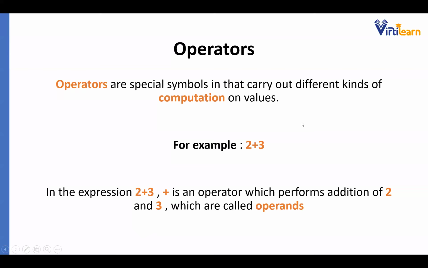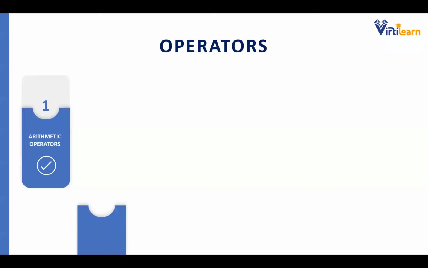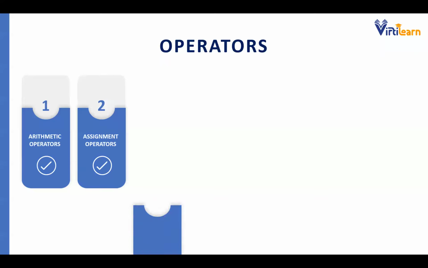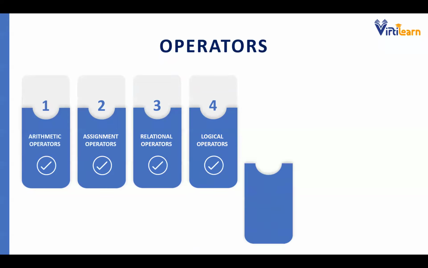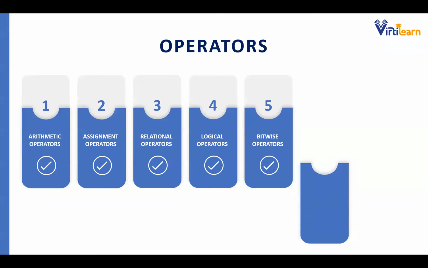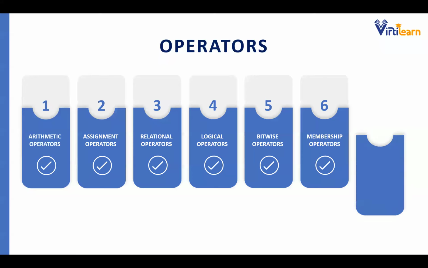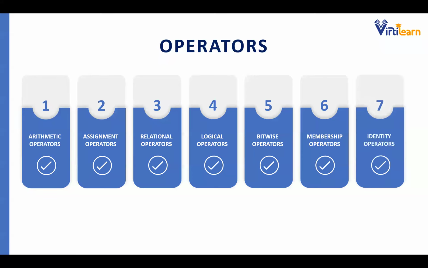So let us see the different types of operators we have in Python. In Python, we have a total of 7 different types of operators. We have arithmetic operators, assignment operators, relational operators, logical operators, bitwise, membership, and identity operators. Let us talk about the first 5 as of now. We will also see 6 and 7 later on.